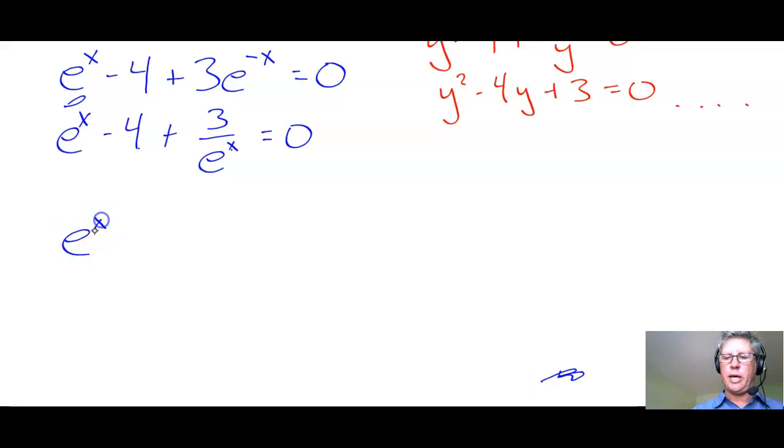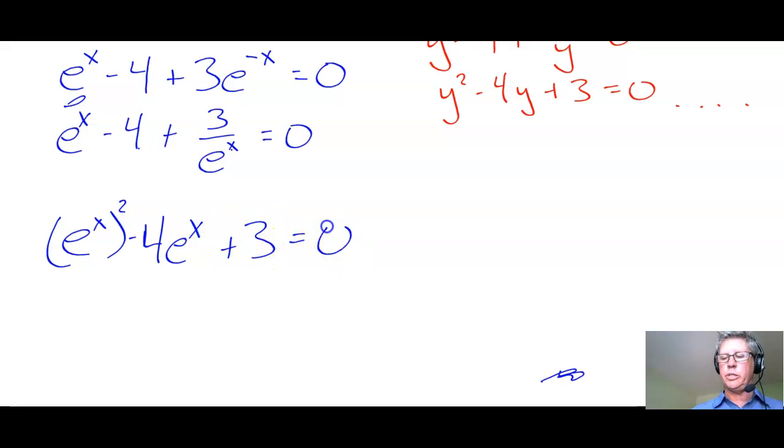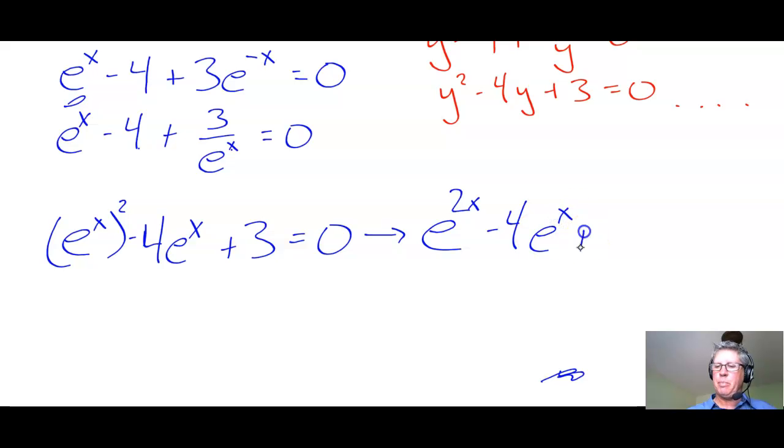So this is e to the x squared minus 4e to the x plus 3 equal to 0. That's a quadratic. I know, you're like, no. Yeah, I've got something squared minus 4 times that something plus 3. Sometimes you're going to rewrite this as e to the 2x minus 4e to the x plus 3 equals 0. I know you're fighting me a little bit, but you got to admit, you take an exponent to an exponent, you multiply them. But you still notice this as a quadratic.